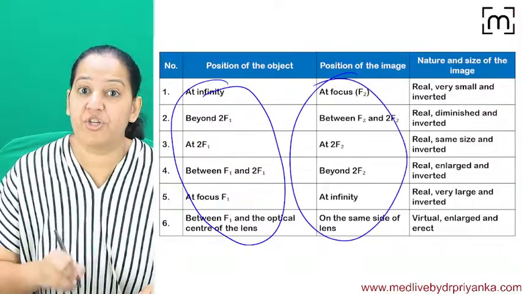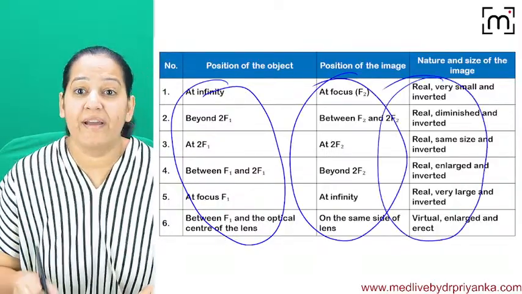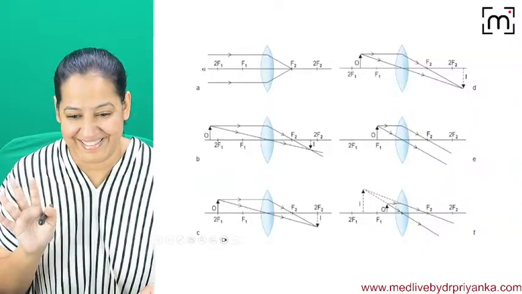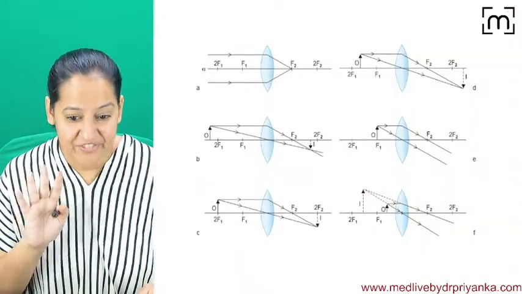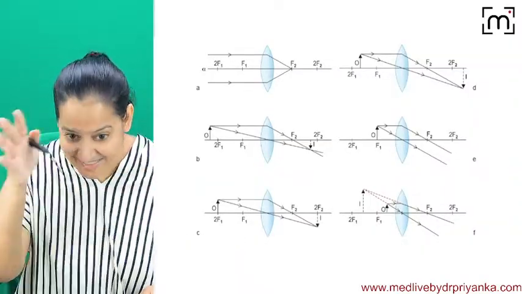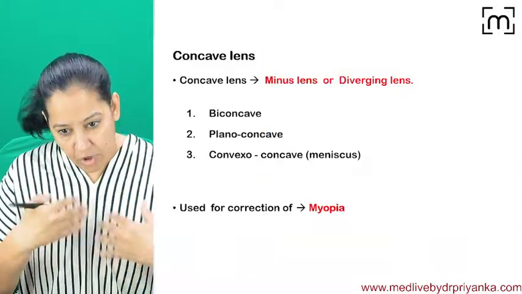So, 6 different positions of the image, and whether the image is real or virtual, I'm not going into detail. But you have read this in your physics. I'm just reminding you. These are the 6 scenarios in case of convex. Now coming on concave lens.